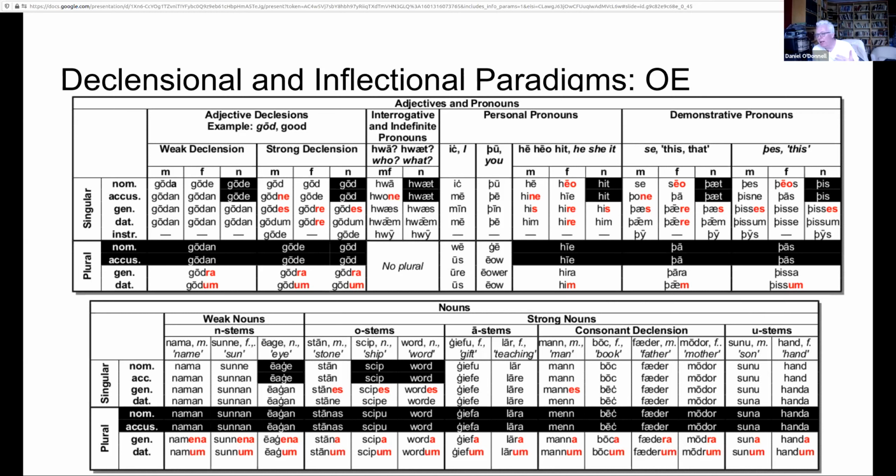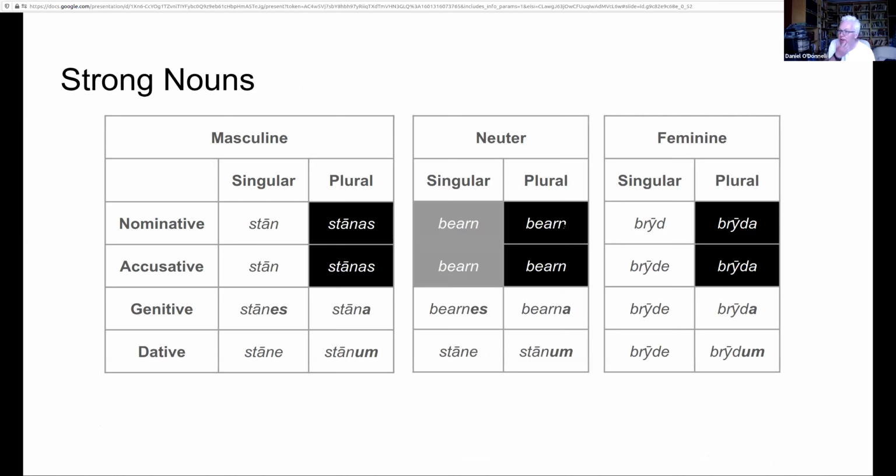Or masculine. And since we don't have to produce Old English, you don't actually have to memorize it. If anything, you memorize the endings, the paradigms, and then you fit the words into that. All right. Any other questions before we go and talk about strong nouns?